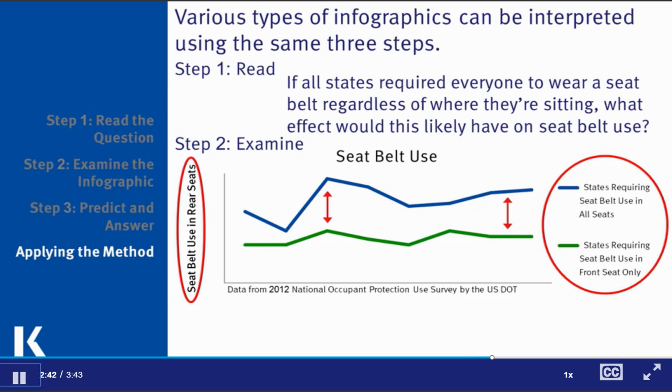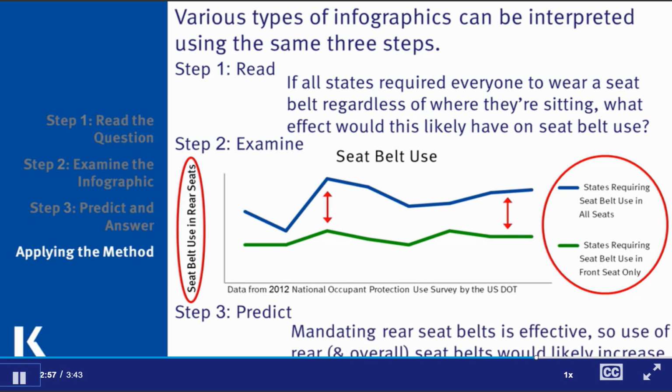Note that at every point along the graph, the blue line is higher than the green line, meaning that rear seatbelt use is higher in states that mandate it. To predict an answer to this question, you can state something along the lines of mandating the rear seatbelt use is effective. So it is likely that if all states were to mandate the use of all seatbelts, rear seatbelt use, and thus overall seatbelt use, would increase.